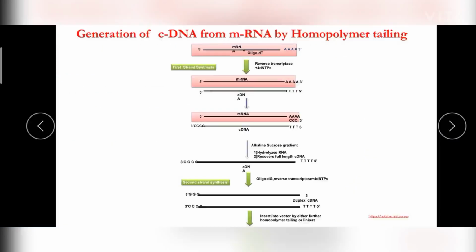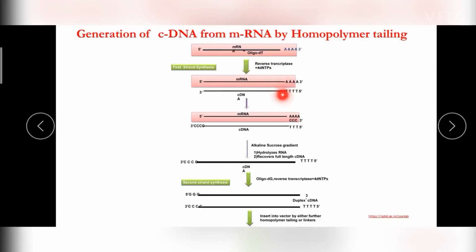So this is the method of production of complementary DNA by means of the homopolymer tailing method. Here you are seeing our mRNA having a 5' cap and poly A tail. When you add reverse transcriptase and the building blocks, dNTPs, this RNA is taken as the template. From that, a single stranded DNA is synthesized.